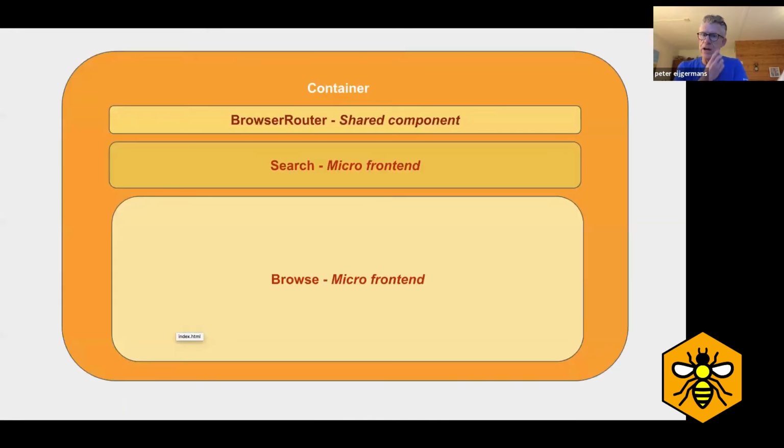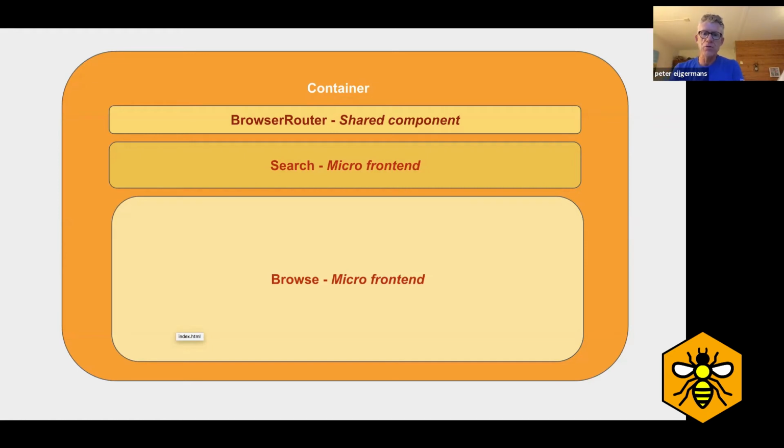So we have here a container using this application. This is the main entry point of the application. And this container does all the cross-cutting concerns, for example, logging and monitoring, or authentication, authorization, and also routing. And we use a shared component for this, for the browser router.